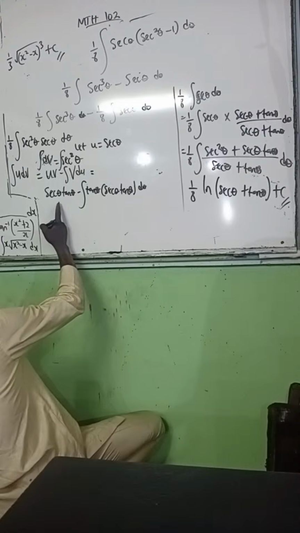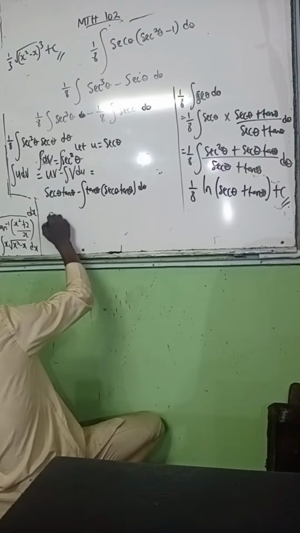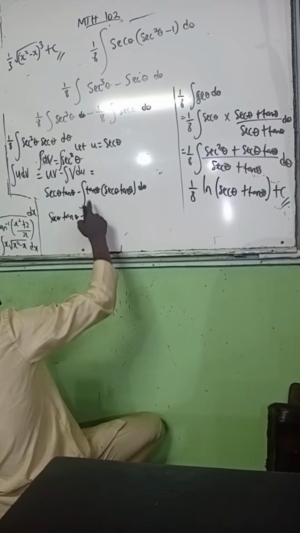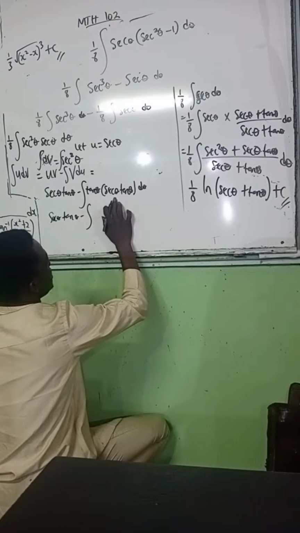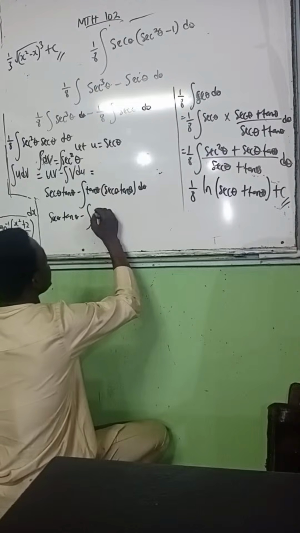So here we now have uv minus the integral of tan theta times sec theta tan theta. Okay, sorry. So this one becomes what? Tan square theta.